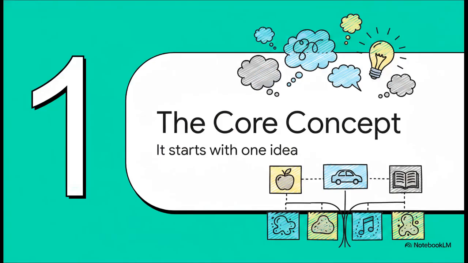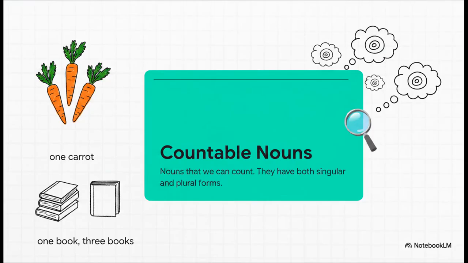All right, let's dive right into the core concept. Because everything, and I really mean everything we're about to talk about, comes right back to this one simple idea. It all has to do with how we think about different types of nouns. Okay, first up, we've got countable nouns. And just like the name says, these are things you can actually count one by one. They have a singular form, like 1 carrot, and a plural form, like 2 carrots. 1 book, 3 books. 1 friend, many friends.